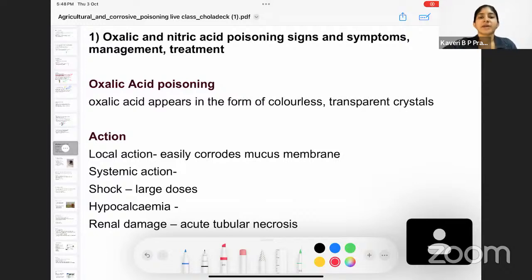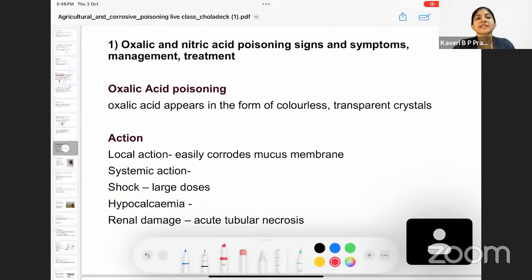Now coming to the 5-marker questions. Oxalic and nitric acid poisoning: signs and symptoms, management and treatment. As I told you earlier in the classification, there are 5 acids that are important. So we'll be covering 2 important ones here. And remember that for most of the acid cases, the postmortem findings are going to be similar. The signs and symptoms are going to be similar. So you read about one, for example, sulfuric acid, which is the first acid given. Read about it. And for all the remaining ones, try to learn only the important ones so that it will be easier for you to revise.